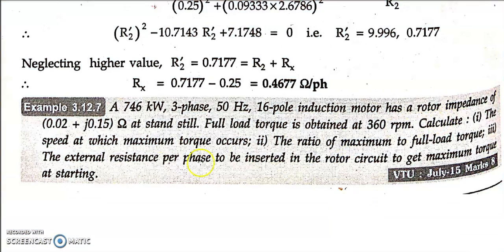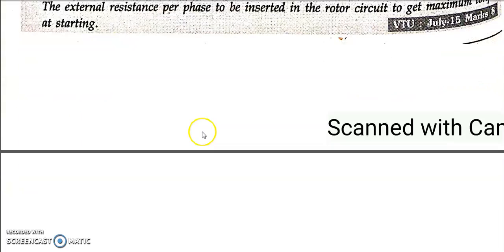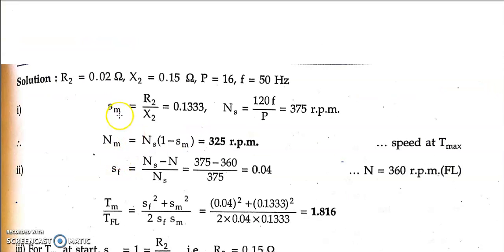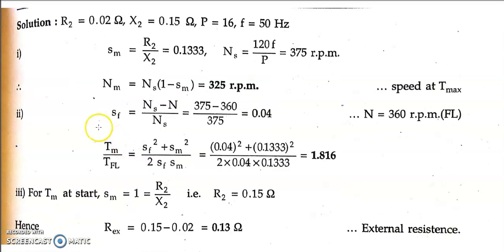In the next problem, you are supposed to calculate the speed at which maximum torque occurs. So we shall see. For that, maximum torque speed means we need to know the maximum slip. So R2 by X2 is the formula. Just substitute R2 as well as X2 as per the given data. So calculate Sm here. Next calculate the Ns here, 125p. Next, once after calculating, you know the formula, Sm is equal to Ns minus Nm divided by Ns. You're going to get the Nm over there.